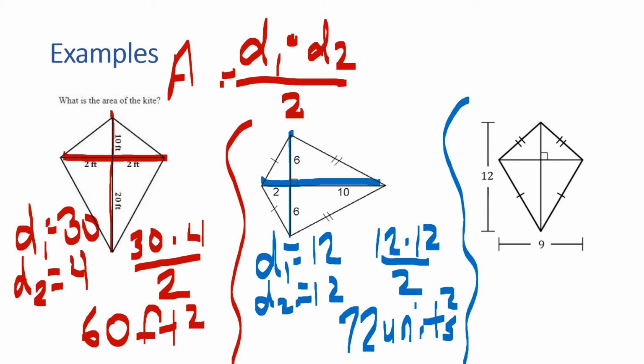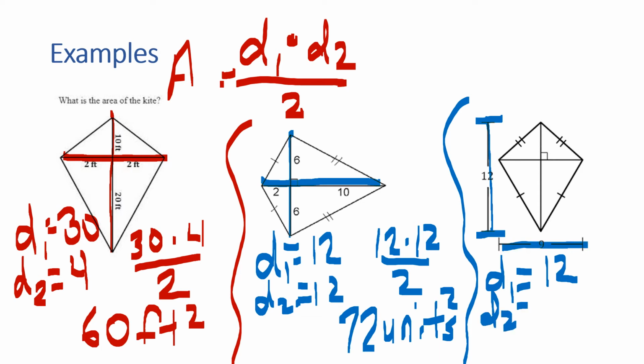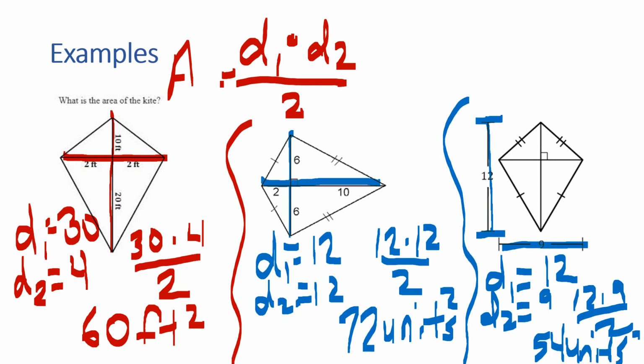The last kite looks different, but it is the same. Now the diagonal from the vertex angles is on the side. So diagonal 1 is 12 units. Diagonal 2 is drawn horizontally, which is 9. So we still do 12 times 9 divided by 2. 108 divided by 2 is 54. And since there are no units again, it'll be square units, units to the second power.